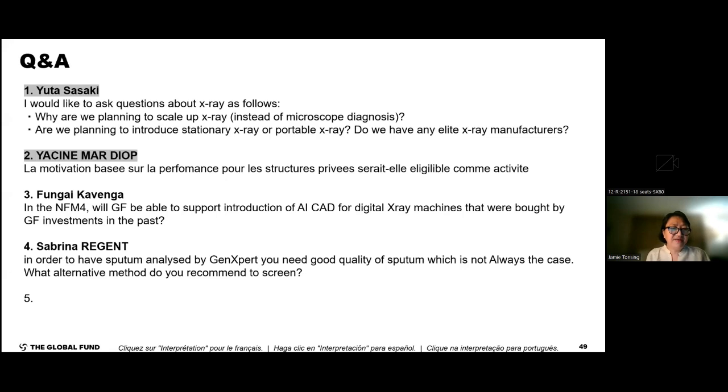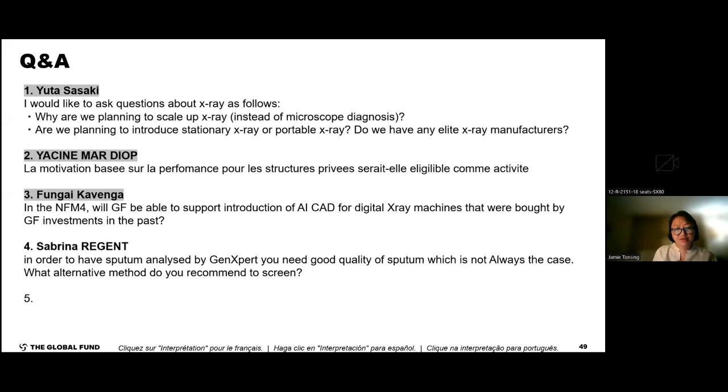Yes, if I understand correctly, we are prioritizing AI CAD, artificial intelligence computer-aided diagnosis for X-ray. It is a priority intervention for the Global Fund for the next funding cycle, NFM4. So if there is a need, and you are able to justify that you need additional X-ray machines with AI CAD, it is a priority intervention and we can fund it.